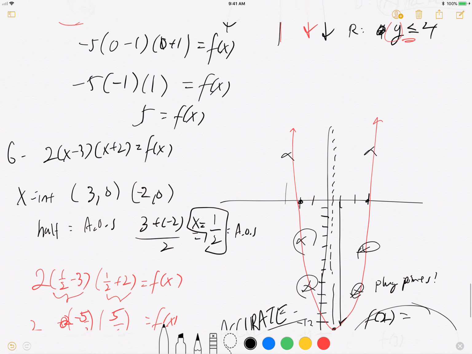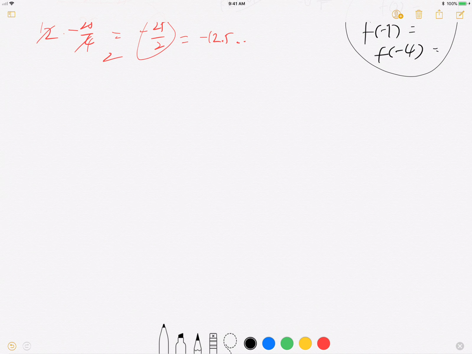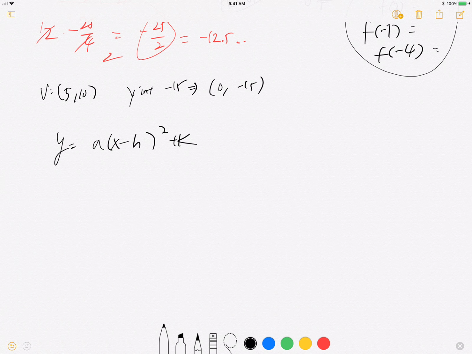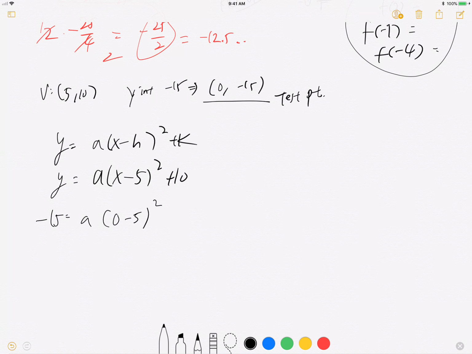Okay, so let's do the last problem. Mr. Kim shot the basketball with a vertex of (5, 10) and a y-intercept of negative 15, which means this coordinate can be translated as (0, -15). Now we know the vertex form is this. If I plug in the vertex form, it's going to be a times (x - 5) squared plus 10. This is my testing point. So I'm going to plug in negative 15 for y: a times (0 - 5) squared plus 10. This becomes 25a plus 10 equals negative 15.